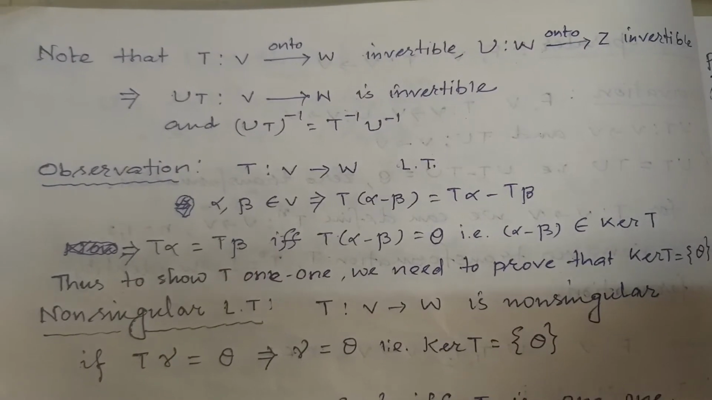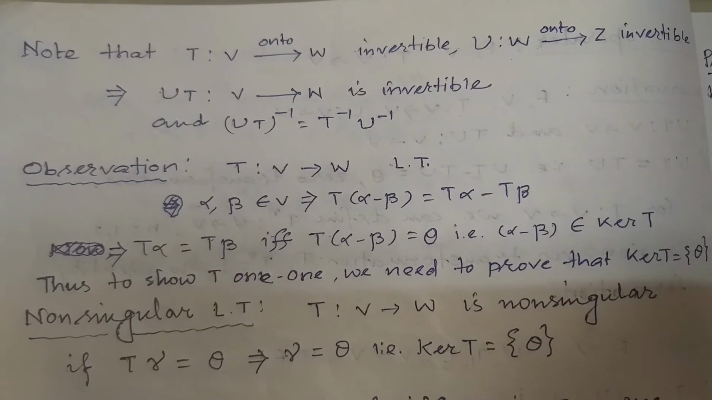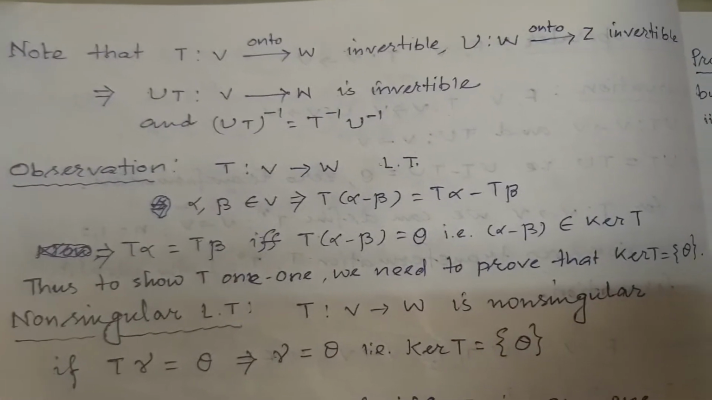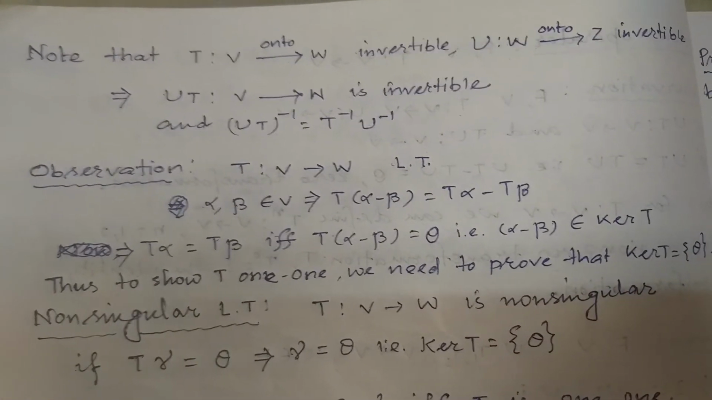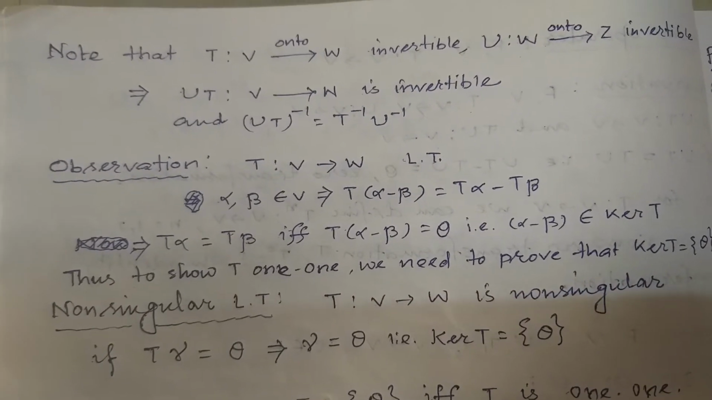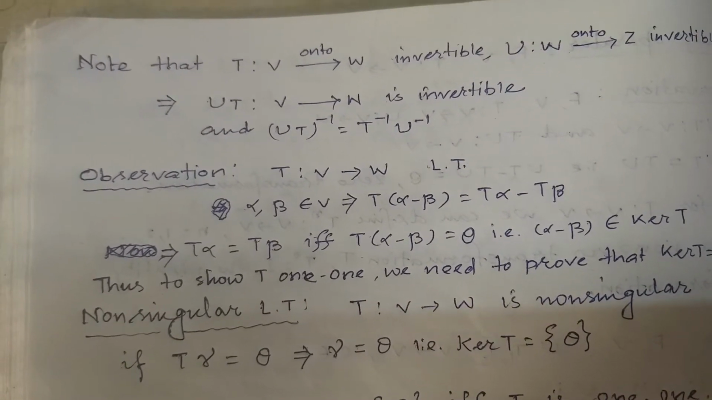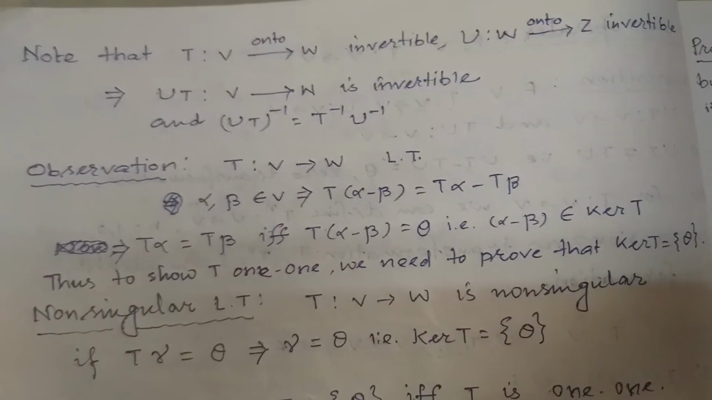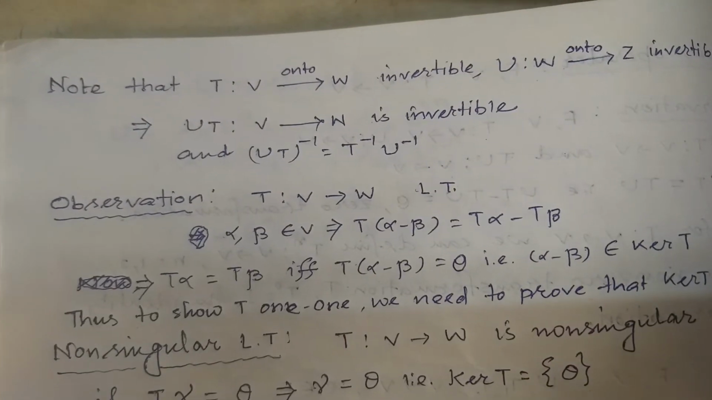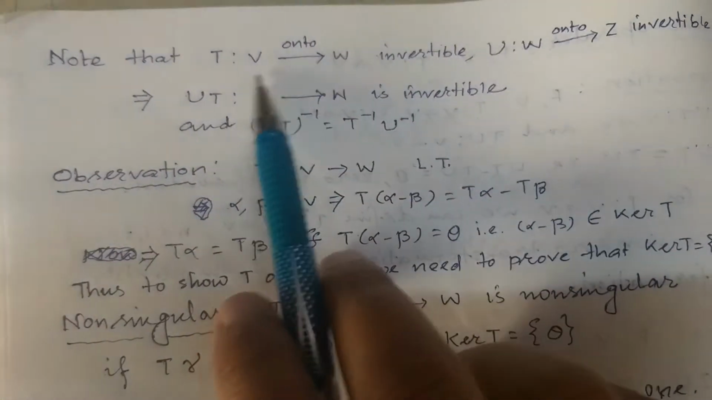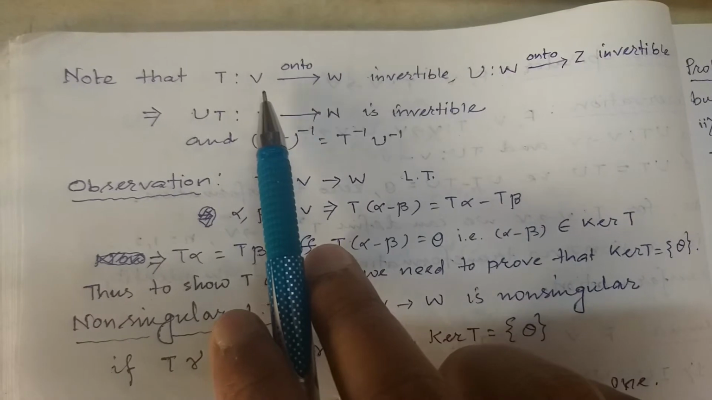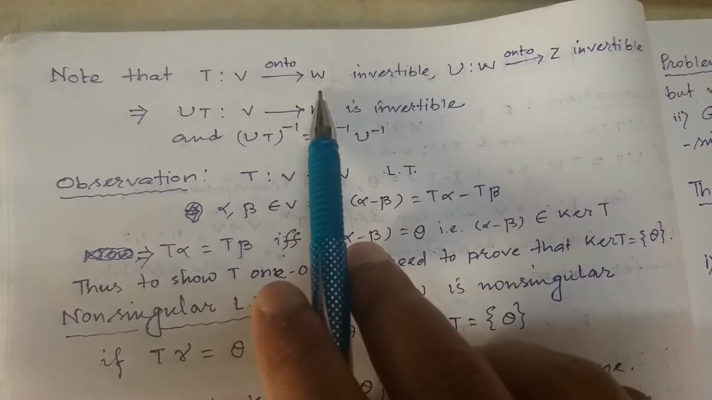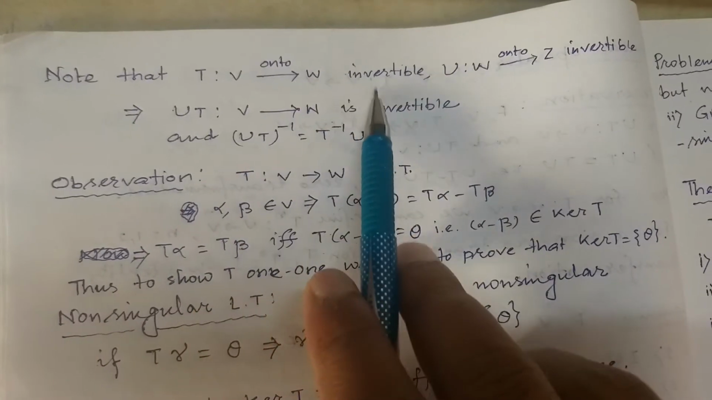In the last class, we discussed the invertible transformation or invertible operator. First, we defined the invertible function, then imposing the linear condition on the function, we defined the invertible linear operator. Now we note that if T is a linear transformation from a vector space V onto a vector space W, and T is invertible.